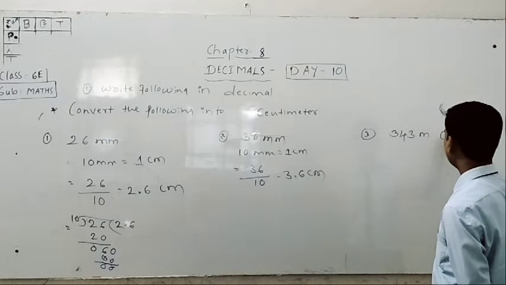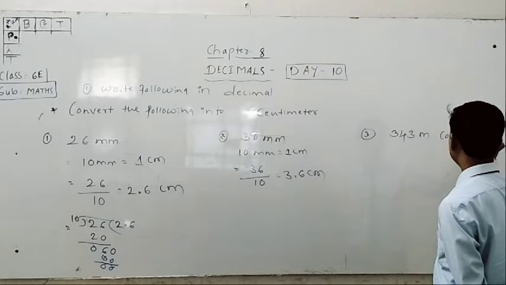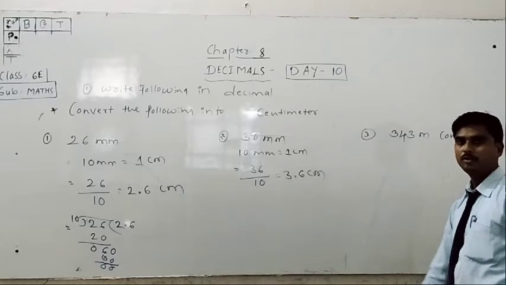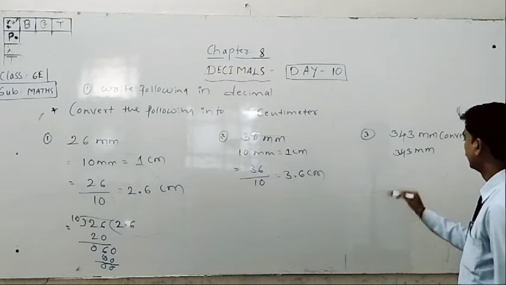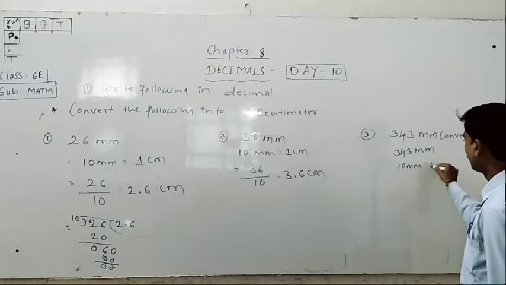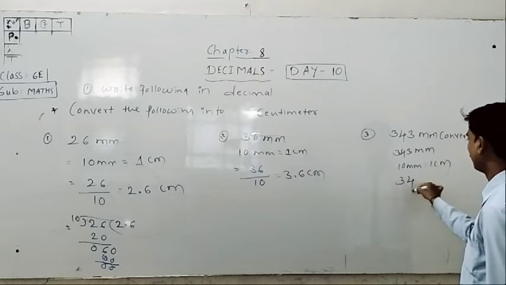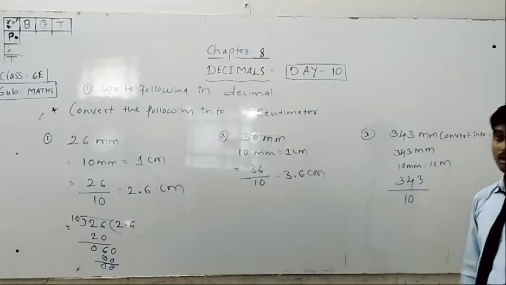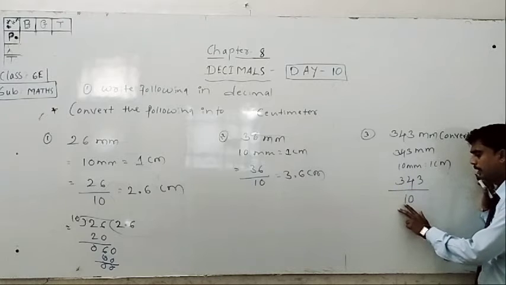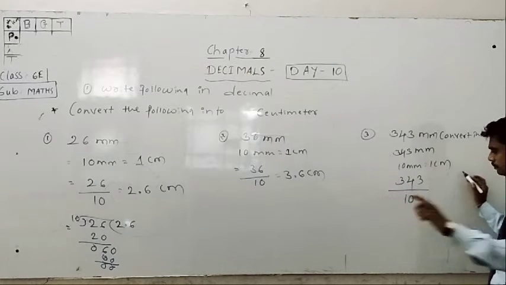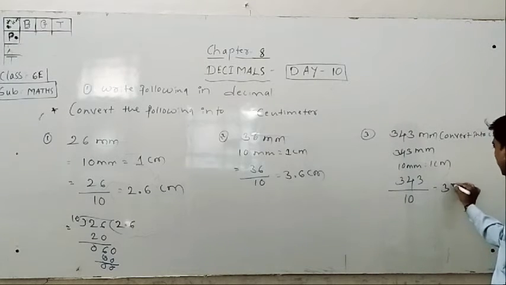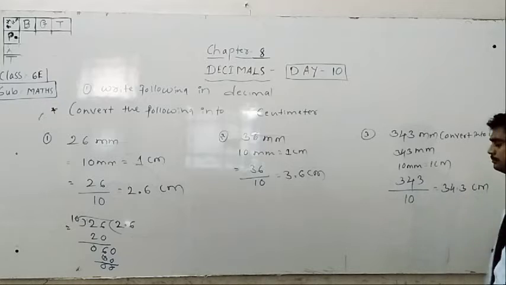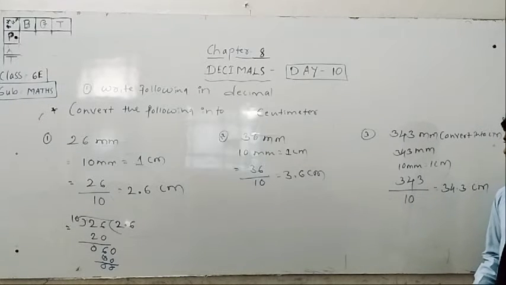Then another one, I will show you. 343 mm, convert into cm. 10 mm is equal to 1 cm. Then 343 divided by 10. Sir, here outside 3 numbers are there, here only tens. Don't think about that. After the point, tens place only we want. That's why 34.3 centimeters. This much only. Understand? Okay. These you should also write down fast.